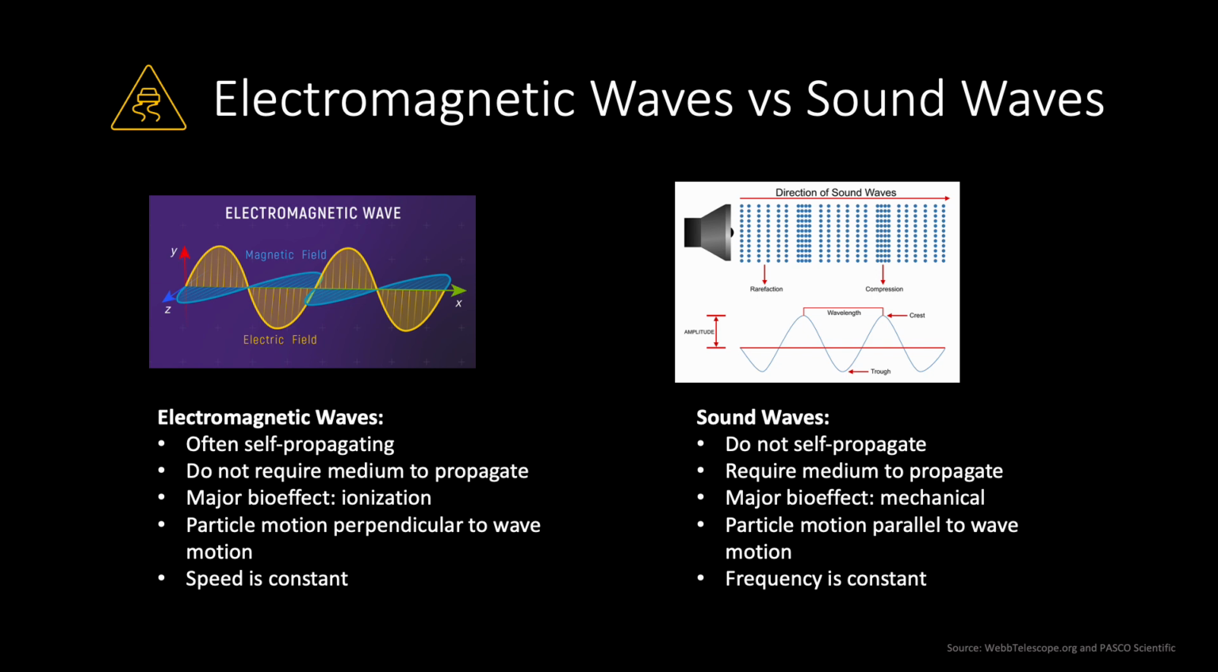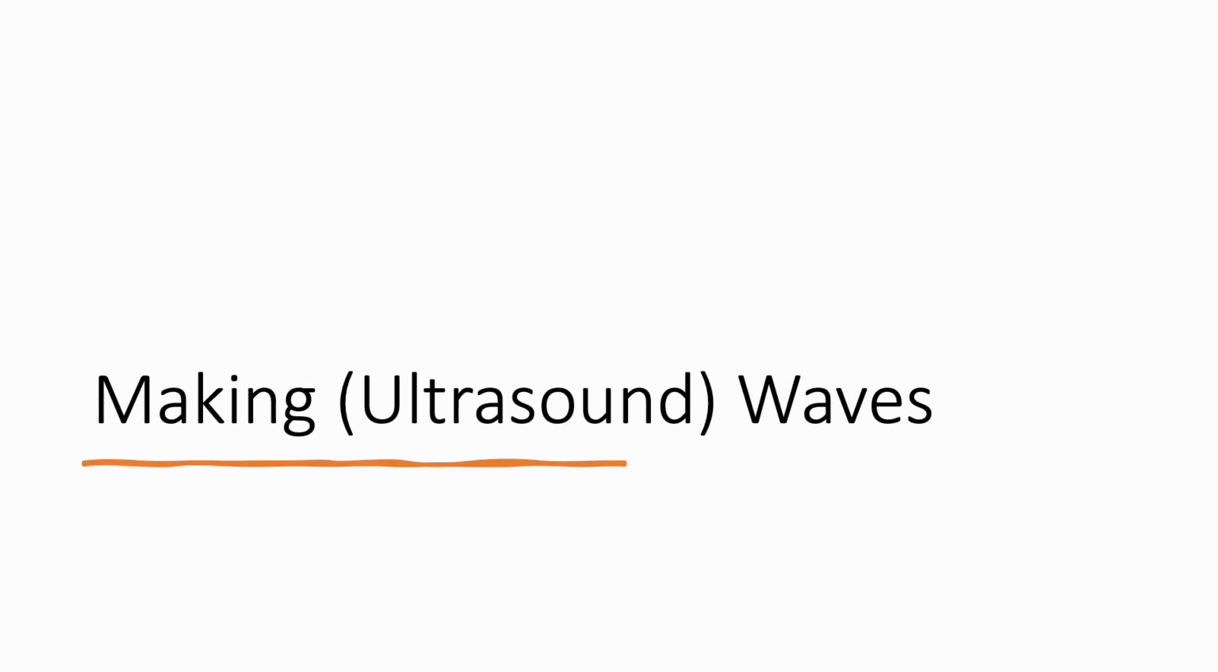And then particle motion is parallel to wave motion. So as you can see in the diagram above, although the direction of the sound wave is moving to the right, the particles are also moving to the right. And unlike electromagnetic waves, where speed is a constant, with sound, our frequency is a constant, and the speed at which that wave travels through the body will vary depending on the type of tissue it's passing through. You might have heard that sound travels differently through water than air, and we'll talk a little bit about why that's the case when we get to our section on propagation.